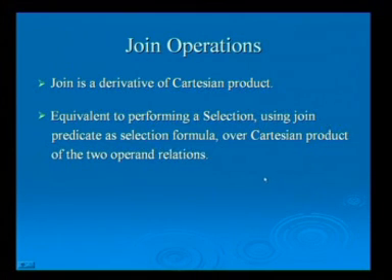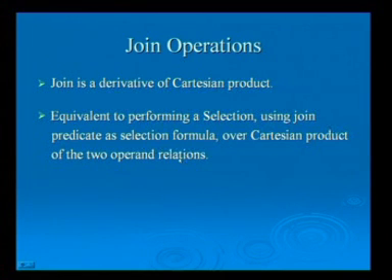So, there is this important operation called join, and we use it so much in forming SQL queries. Now, join is considered a derivative of Cartesian product. This join operation can be stated in terms of Cartesian product followed by a select operation. It is equivalent to performing a selection using the join predicate as a selection formula over the Cartesian product of the two operand relations.